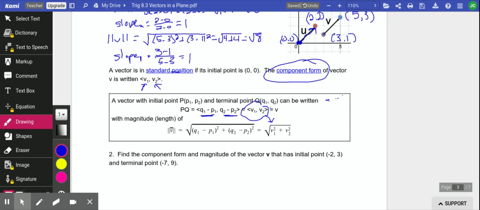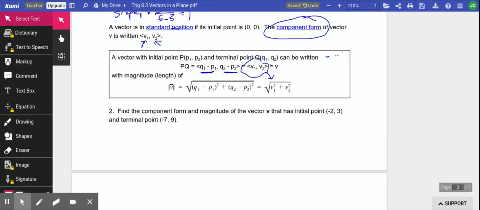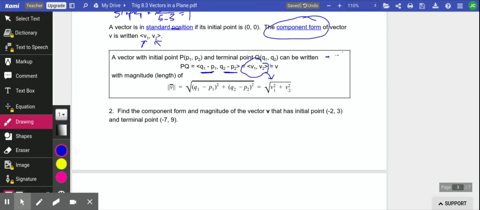So we can skip that step, and it's just a shortcut distance formula. Let me show you what that means. It's easier to explain this in the context of a problem. So first we want to find the component form for this vector. It starts at (-2, 3), and it ends at (-7, 9). To find the component form, and remember that's the thing with the brackets, we have to take terminal x, -7, minus initial x, -2. We haven't done the y yet, we'll get to that. So -7 minus -2, that's plus, so -5.